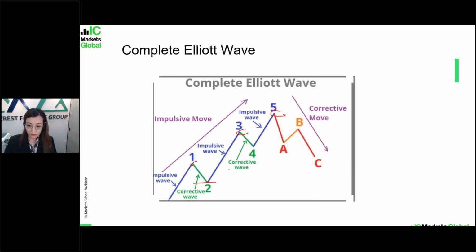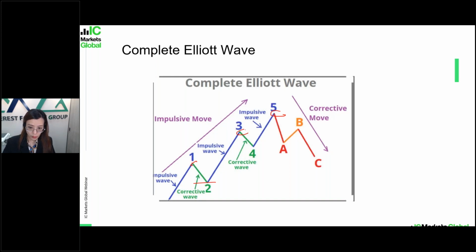So just now it said the collective wave moves against the trend. After they finish wave 5, then you will see that collective move, which is A, B, C, how it looks over here. And don't get confused.